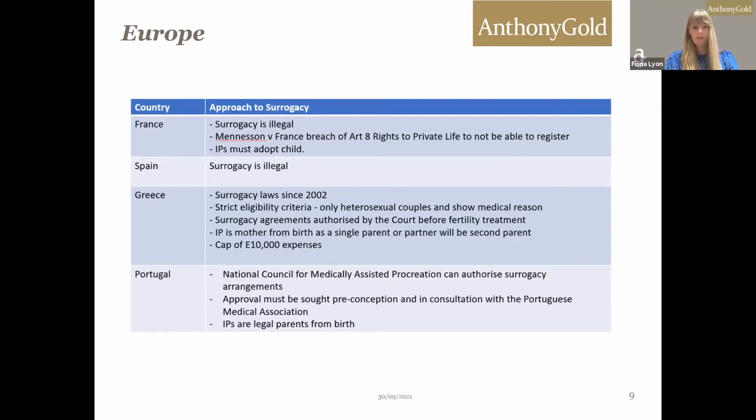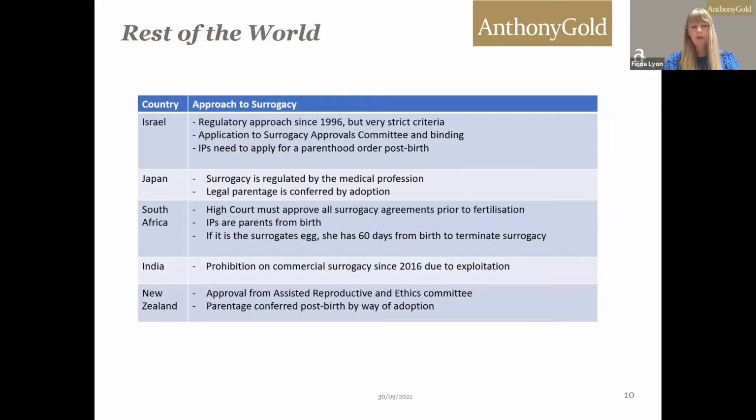Next slide, please. In terms of the rest of the world, you've got to remember that some countries have a regulatory approach, some countries have a medical approach. So when I say a medical approach in Japan, it means that you need a doctor to oversee it, and then you will adopt the child. In other places such as Israel, there is a regulatory approach, and that's been enforced since 1996. But again, really, really strict criteria, and you need to still apply for parenthood post-birth. And please do bear in mind, you're going to have to do that process again when you come back to England.